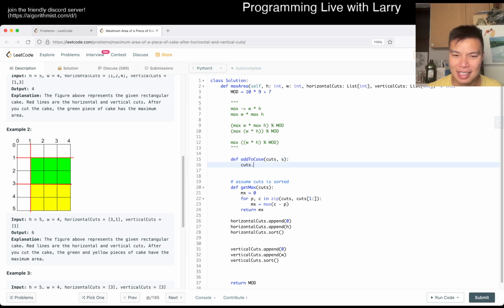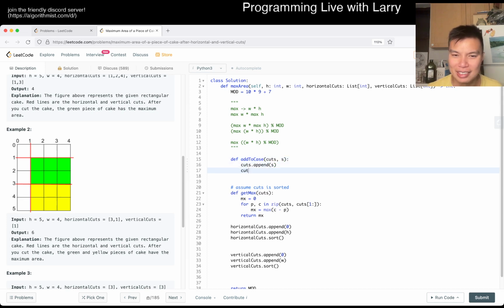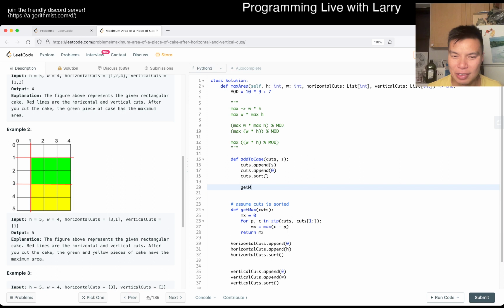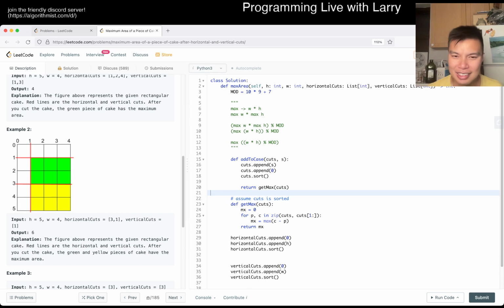So then you have cuts dot append of s, cuts dot append of 0, cuts dot sort, and technically I know we modify input, but we'll talk about that later. So you have something like this. And actually, you could also use a decorator, but we'll just ignore that. This is essentially what this is, but we'll ignore that for now.